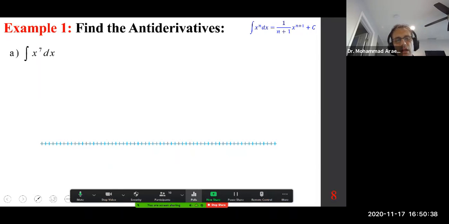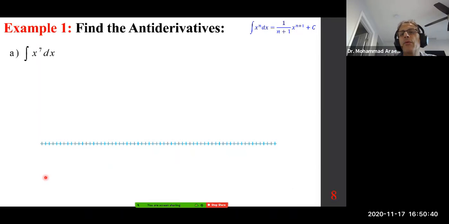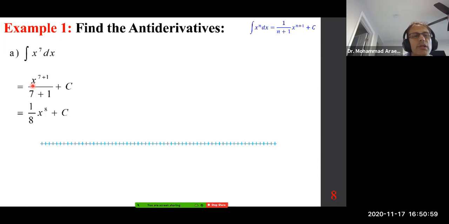Let's start with the power rule. So, the integral of x to the power of 7 dx. What are we looking for? We are looking at the power rule. So we're going to add 1 to the exponent, it becomes 8, and we're going to divide by it. 1 over 8, x to the power of 8 plus a constant. And I hope you can do that in one shot.